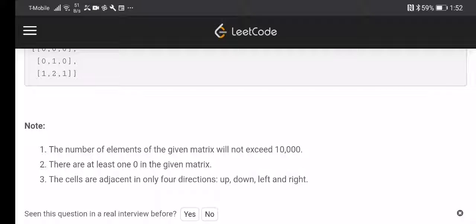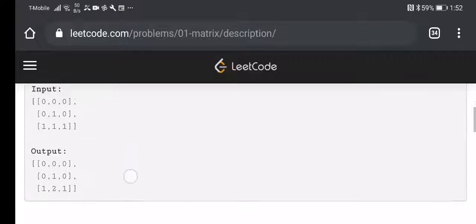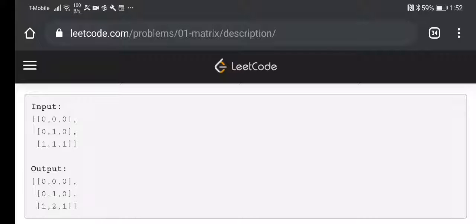It gives other criteria, like the number of elements in the matrix will not exceed 10,000, and there will always be at least 1 zero. And the cells are adjacent only in the 4 directions: up, down, left, and right. That makes sense. These are all important questions that you should ask. Are they adjacent on the diagonal? That would change the problem.